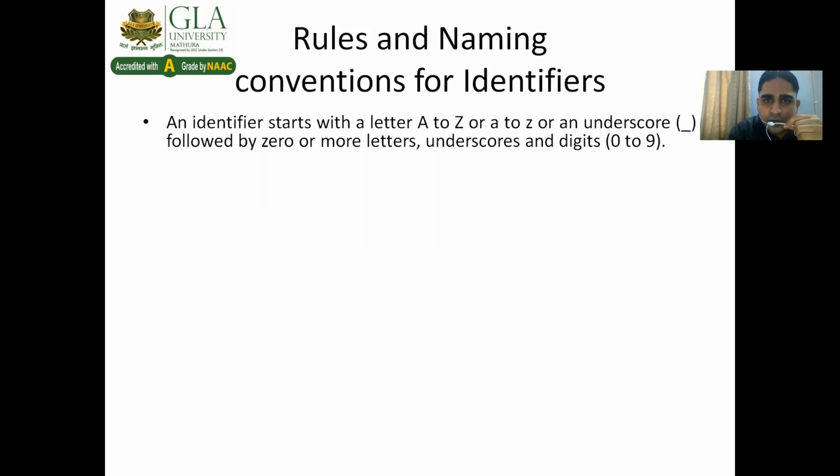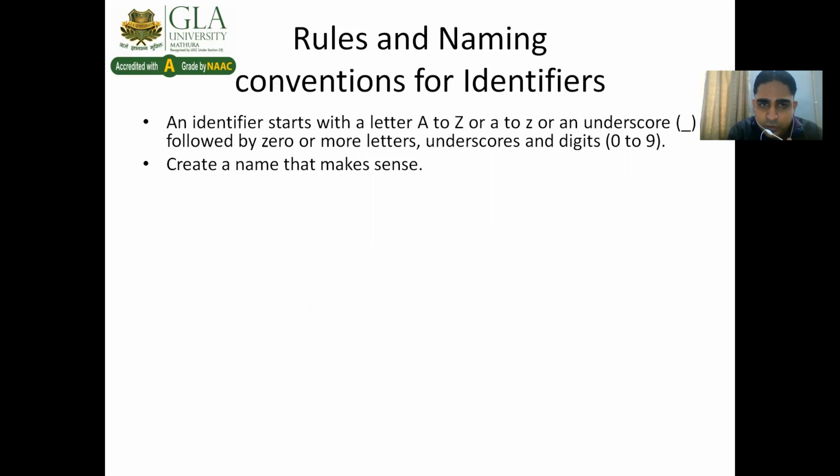So, what are the rules and naming conventions for an identifier? When we say rules, it means we have to follow all the rules, and when we say naming convention, it is advisable that we follow such conventions. If we follow those conventions, it would be easier for everyone to understand our code. The very first thing is that an identifier starts with a letter capital A to capital Z, or small a to small z, or an underscore, and then it can have any letter, any underscore, or any digit, right?